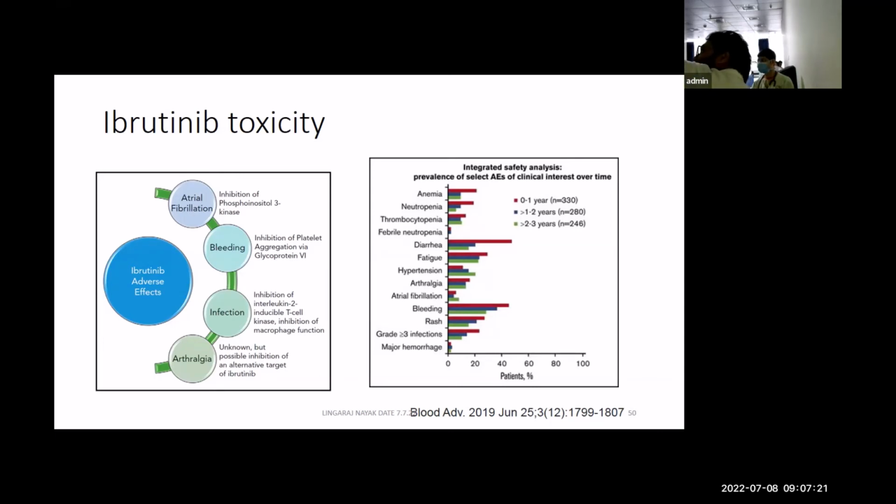Like you see diarrhea percent. You see 0 to 1 year, it is pretty high, almost 40 to 50%. And after that, after 1 to 2 years and 2 to 3 years, the percentage goes down. So for most of the toxicities, the incidence goes down as the patient keeps on taking the drug.